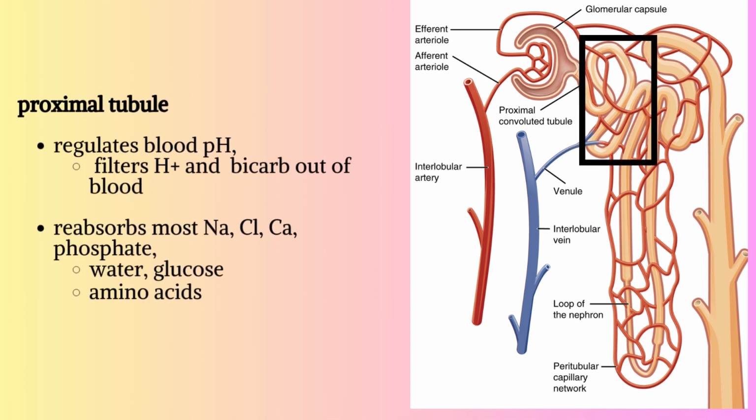Next, we have the proximal tubule, and it regulates blood pH by filtering hydrogen and bicarbonate, as well as pulls nutrients and minerals out of the urine back into the blood.